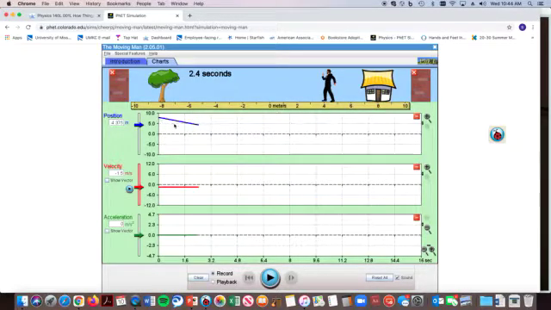But anyway, notice he's going to the right. This is going to the right, but he's actually decreasing his position. It's going negative.